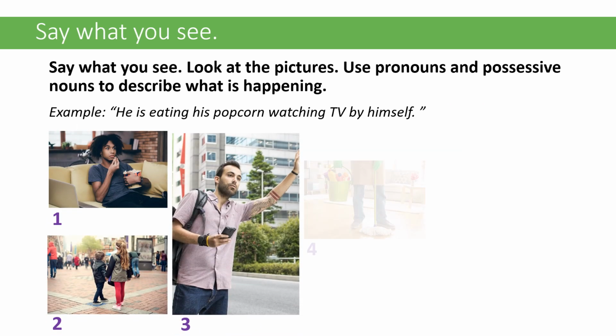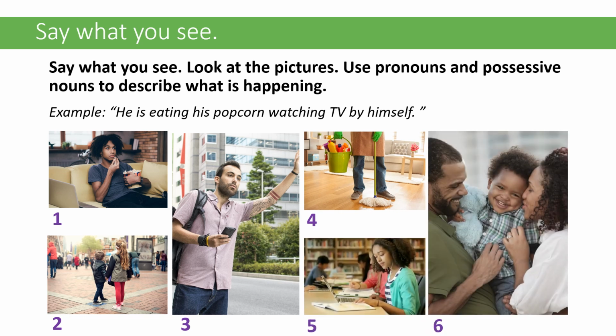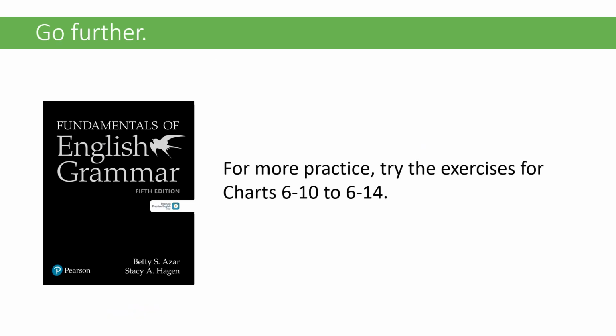So say what you see. Look at the pictures and use the pronouns and possessives to describe what's happening. If we look at number 1, he's eating his popcorn, watching TV by himself. You can go ahead and pause and come up with sentences for these other ones using pronouns and possessive adjectives to describe what's happening. For additional practice, try the exercises for charts 10-10 to 10-14 in your book.